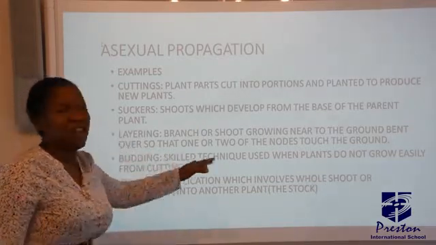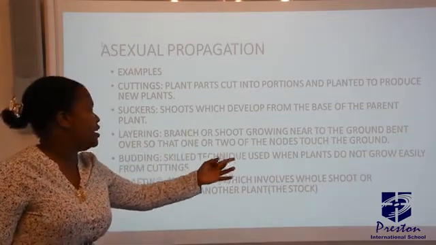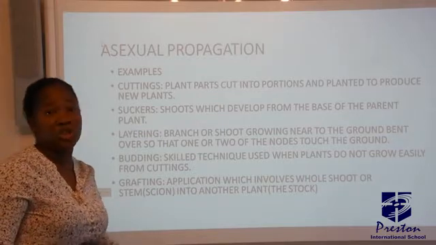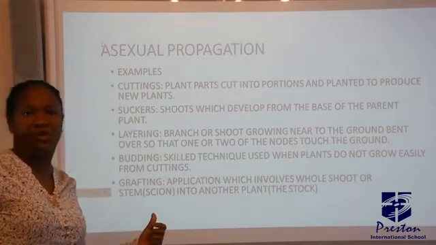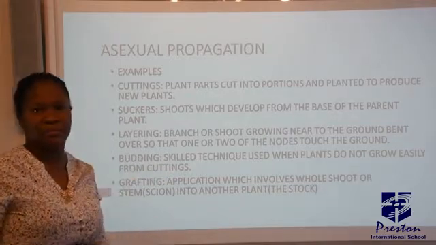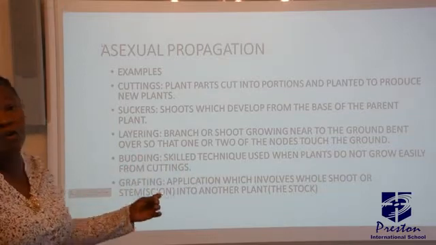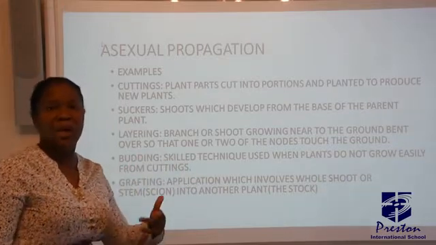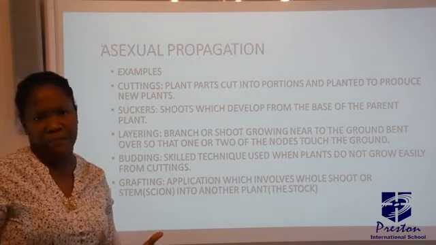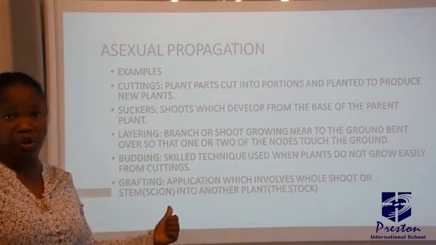Now, the next one is layering. Now, here, a branch or shoot growing near to the ground bends over so that one or two nodes touch the ground. You're going to see a picture of this as we move ahead. The next one is budding. Now, skilled technique used when plants do not grow easily from cutting. Now, we have some plants that even when you make use of cuttings, they will not grow easily. And so you are going to see budding from the picture I'm going to show you next.